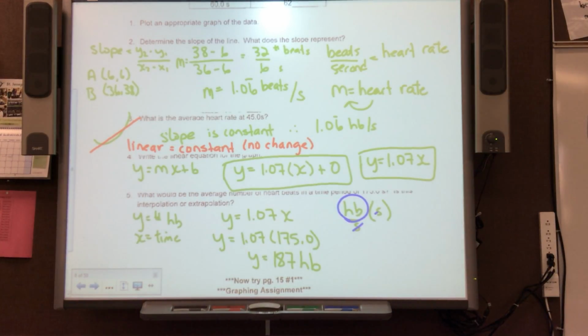Okay? So I'm not going to give you the page 15 for homework, but I am going to give you the graphing homework. And you can work on this and the rearranging equations for the rest of the class, and it'll be due at the beginning of the next class.